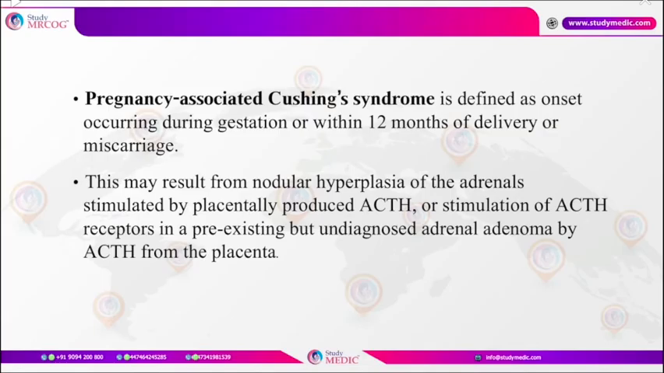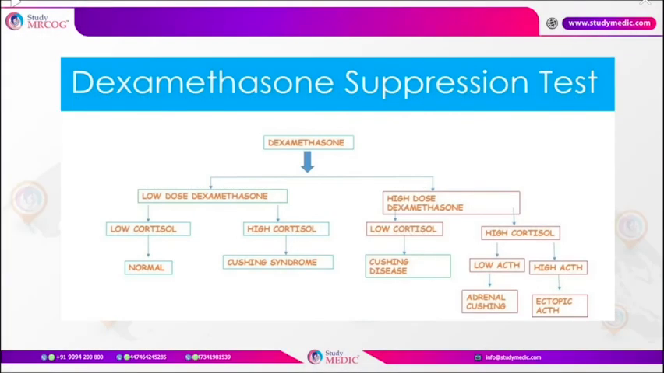There is a very important definition, that is pregnancy-associated Cushing syndrome. It is defined as onset occurring during gestation or within 12 months of delivery or miscarriage. This may result from nodular hyperplasia of the adrenal stimulated by post-placentally produced ACTH, or stimulation of the ACTH receptor in a pre-existing but undiagnosed adrenal adenoma by ACTH from the placenta. That's how these conditions blow up during the course of pregnancy, so it is labeled as pregnancy-associated Cushing syndrome.